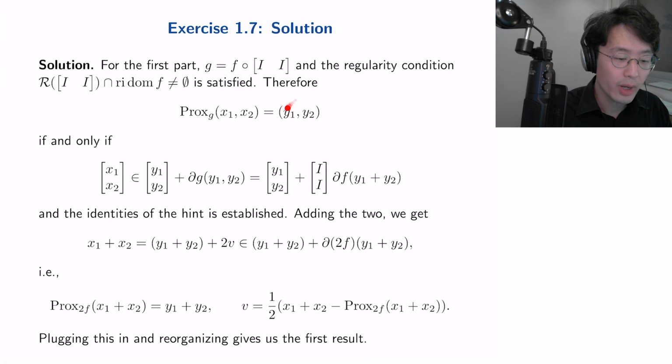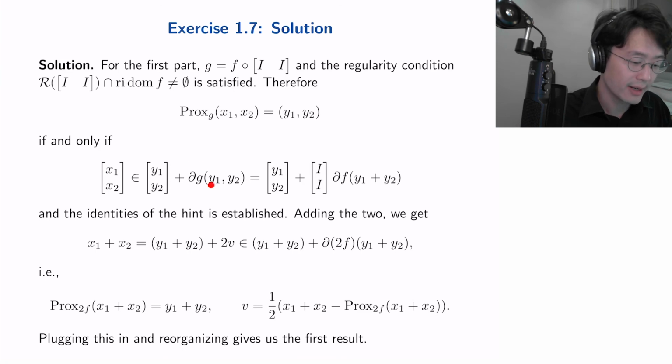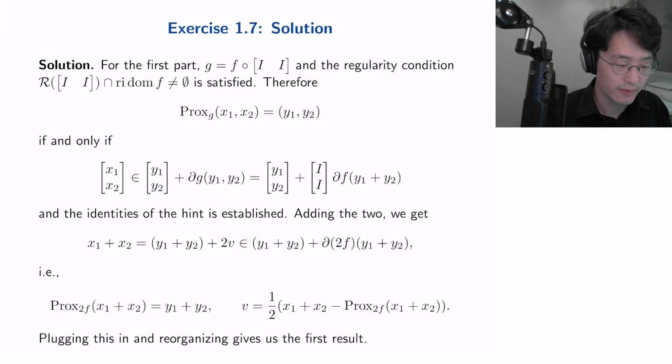If we let y1 comma y2 be the output of the proximal operator with respect to g, evaluated at x1 comma x2, well, this is by definition x1 comma x2 being within identity plus partial g evaluated at y1 comma y2. But partial g, due to the chain rule of subgradients, can be written as the transpose of this matrix, composed with partial f at y1 plus y2. This was the identity provided in the hint, and now it is established.